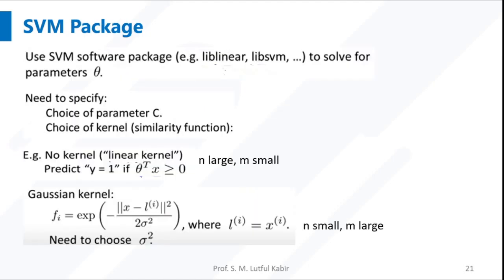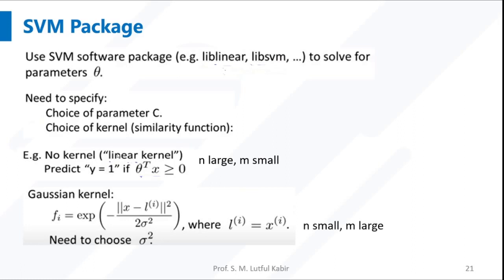So now let us discuss some SVM packages. Those libraries are liblinear, the library for the linear kernel, and libSVM, the library for SVM. So there are different types of libraries, and you can solve for the parameter theta using a particular applicable library. You need to specify the parameter C, and you have to choose a kernel. The kernel that we have already discussed is the Gaussian kernel.